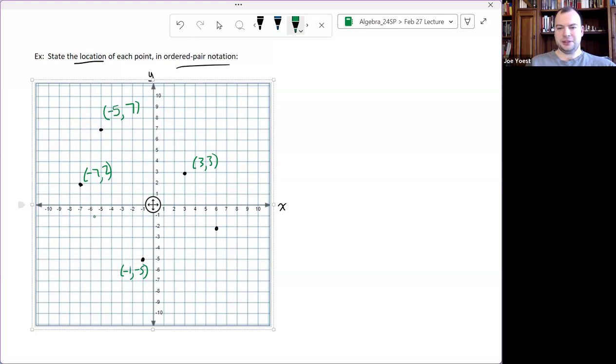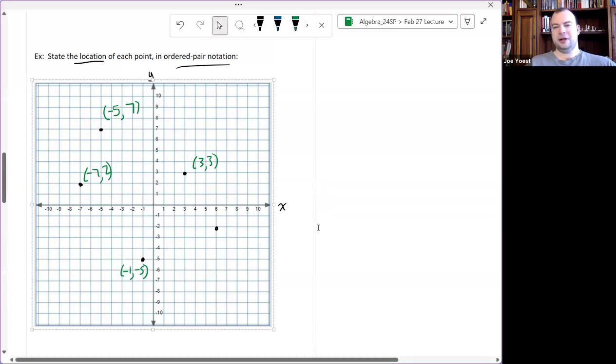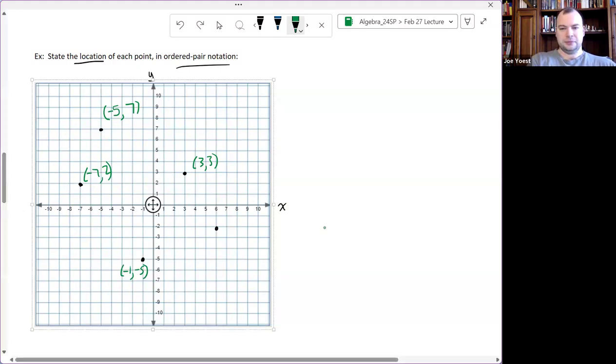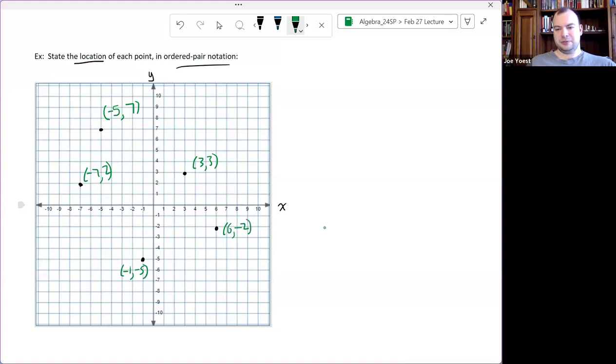And then lastly, in the fourth quadrant over here, x position 6 and y position negative 2.